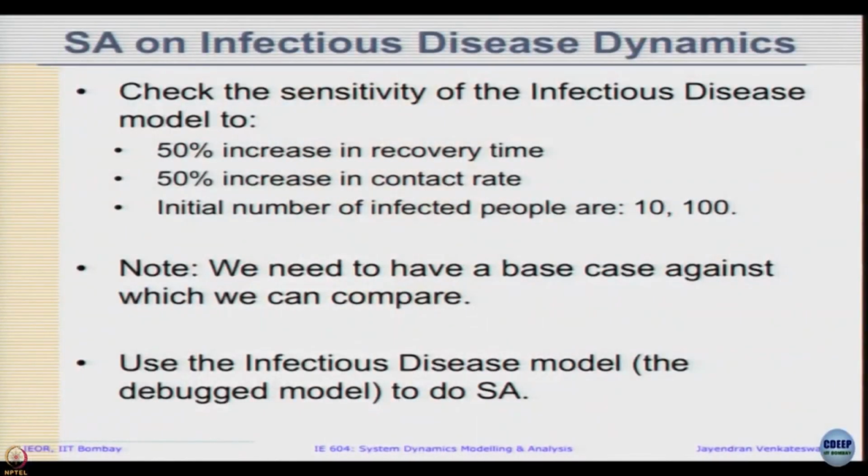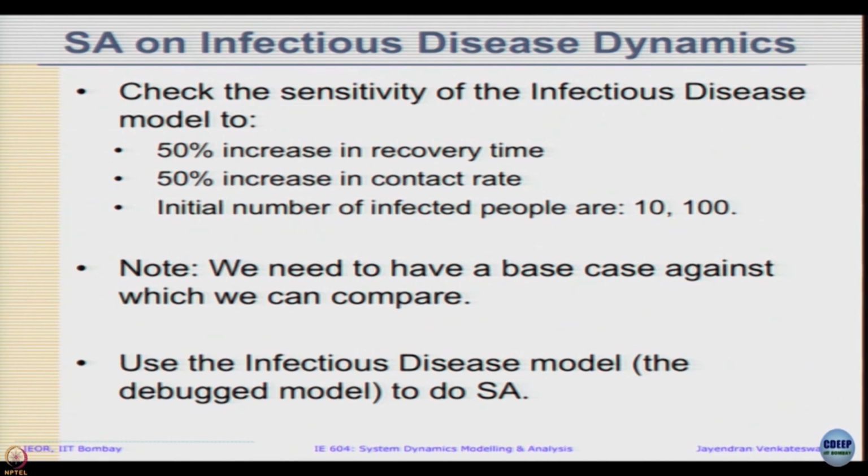Let us take the first example, infectious diseases dynamics. It builds on the debugged disease model that we had yesterday. Now, we would like to check the sensitivity of the infectious diseases model to, say, a 50% increase in recovery time or a 50% increase in contact rate, and to the initial number of infected people. Instead of 1, it can be 10 or 100. We want to see what happens to the dynamics, and we need to have a base case against which we want to compare the same.